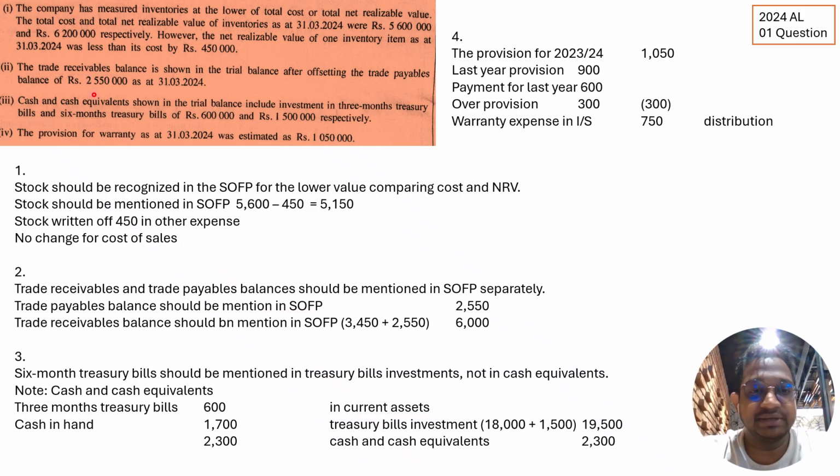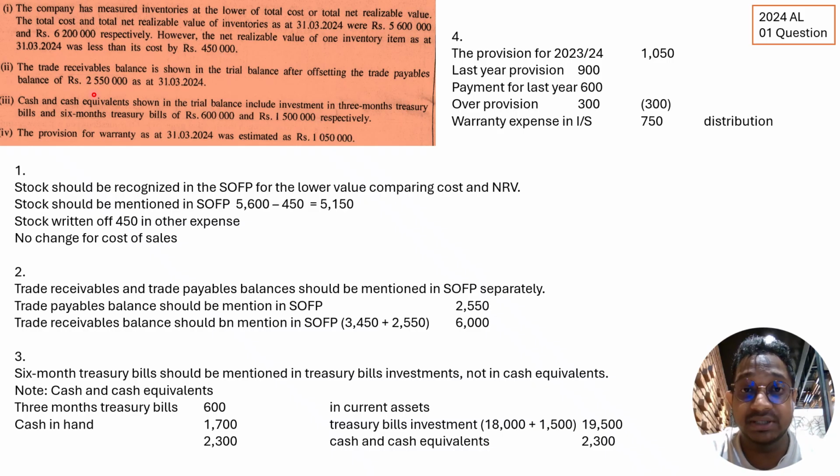The second thing, the trade receivables balance is shown in the trial balance after offsetting the trade payables balance of 2,550. In SOFP, you have to mention trade receivables and trade payables separately: trade receivables in current assets and trade payables in current liabilities. But what they did here is offset the trade payables balance, and the remaining balance appears in the trial balance as trade receivables, right?